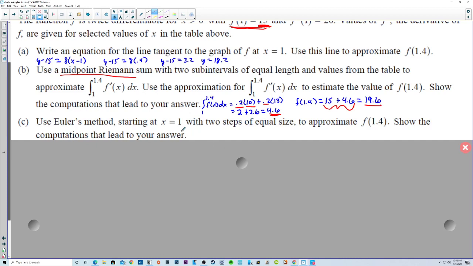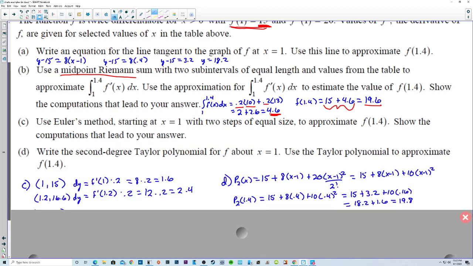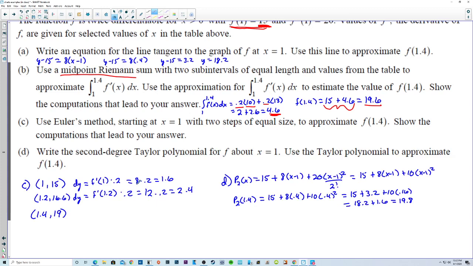Use Euler's method starting at x equals 1 with two steps of equal size to approximate f of 1.4. Show the computations that lead to your answer. So I have that down here actually. I think I'll just close this for now. Letter C, we're starting with the point (1, 15). And we know that if we're going to do two equal steps to go from 1 to 1.4, 0.2 is the change in x. So we go from 1 to 1.2 to 1.4. So we know that the change in x is 0.2, but now we need the change in y.